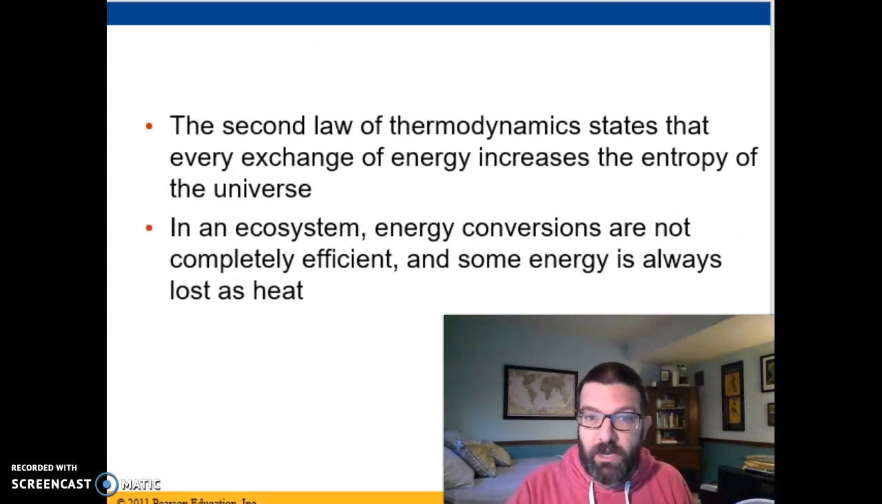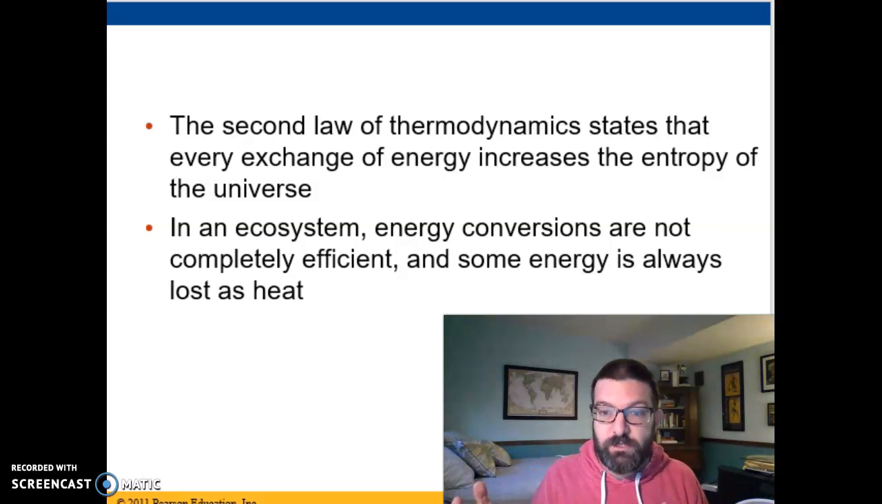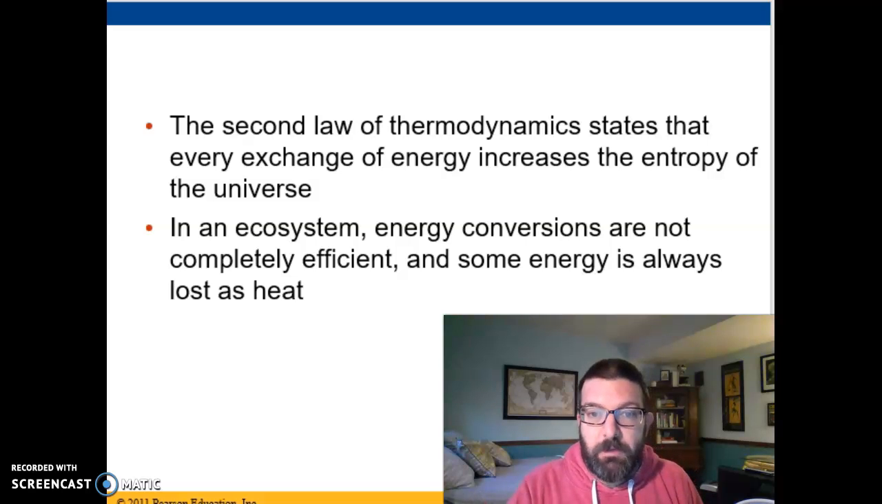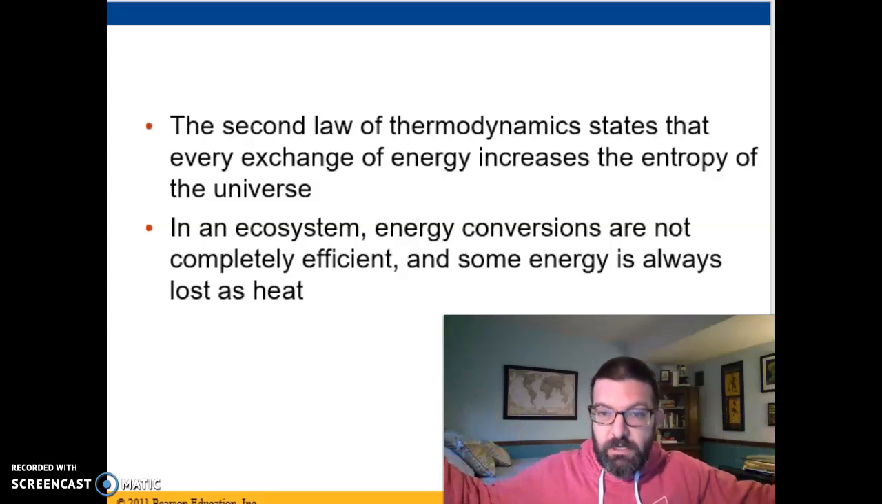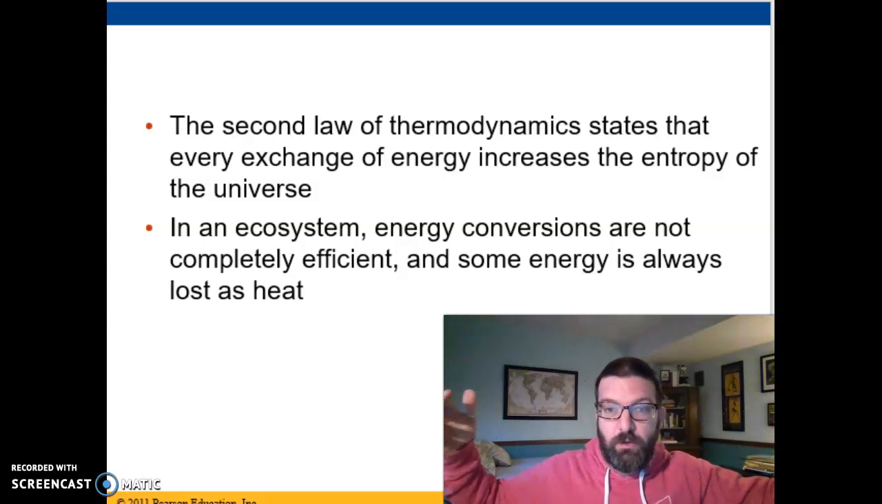And the second law of thermodynamics states that every energy exchange increases the entropy of the universe, which means the energy is going to become less and less ordered. And heat is the most disordered form of energy. And so ultimately, we lose energy as heat, it heads out into the universe, and that energy is gone.